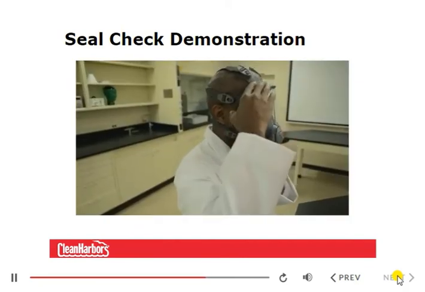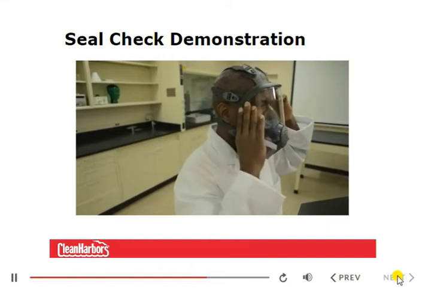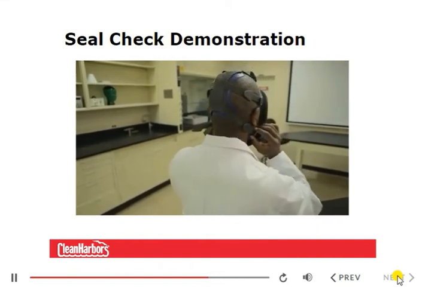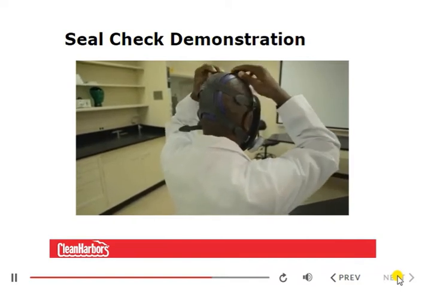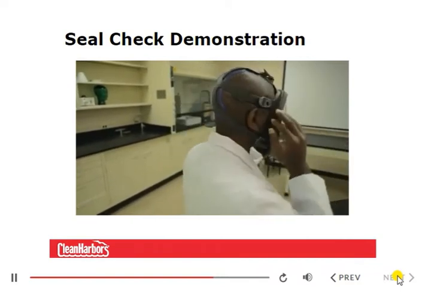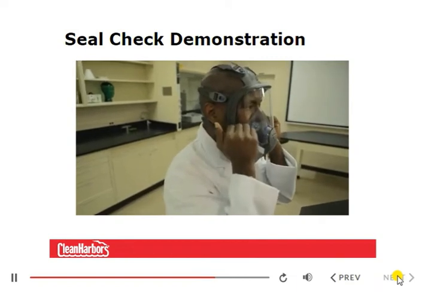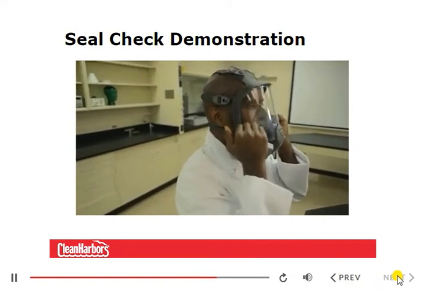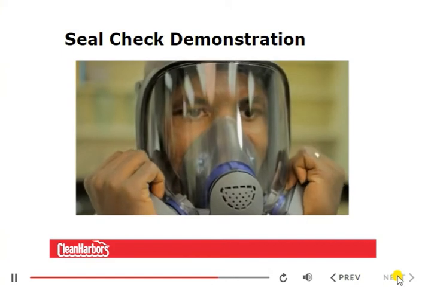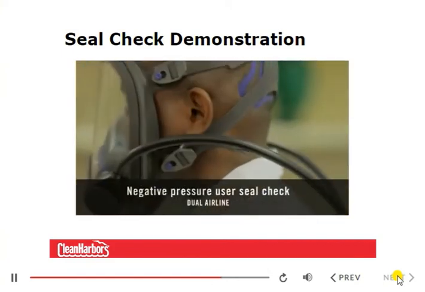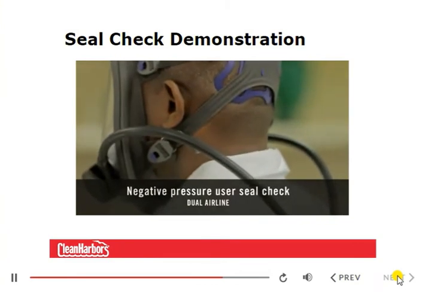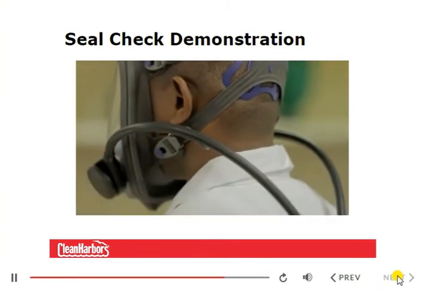If face seal air leakage is detected, reposition the respirator on your face or readjust the tension of the straps to eliminate the leakage and recheck the seal. As always, during negative pressure seal checks, be careful not to disturb the respirator seal by pressing too hard. Finally, we will demonstrate the negative pressure user seal check with dual airline.